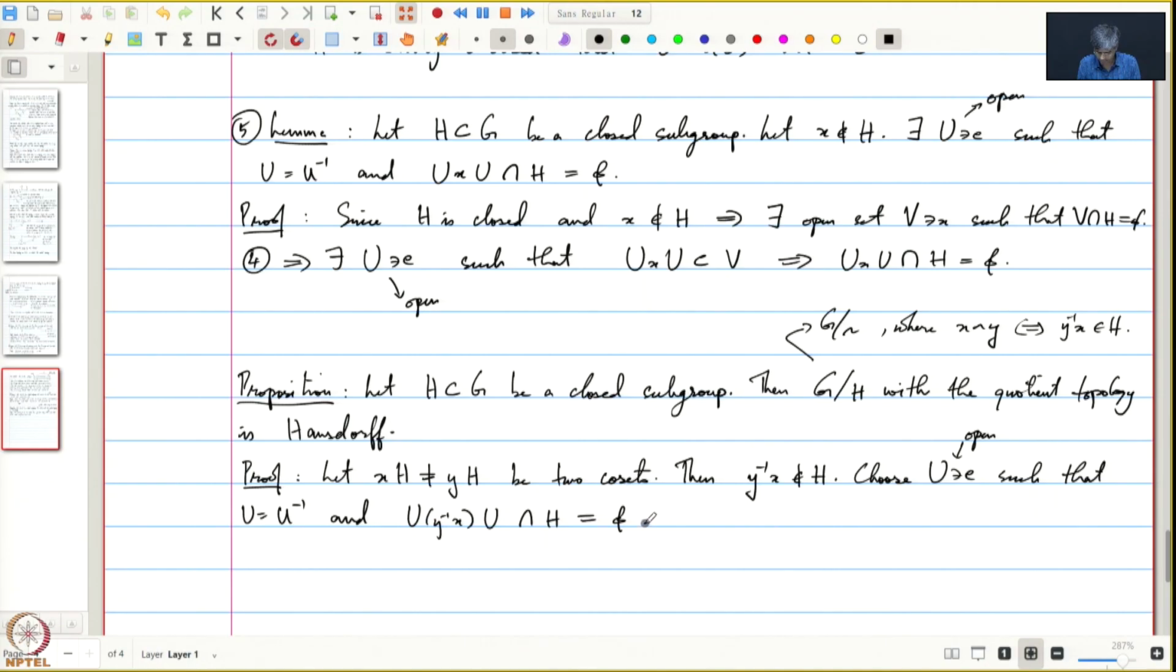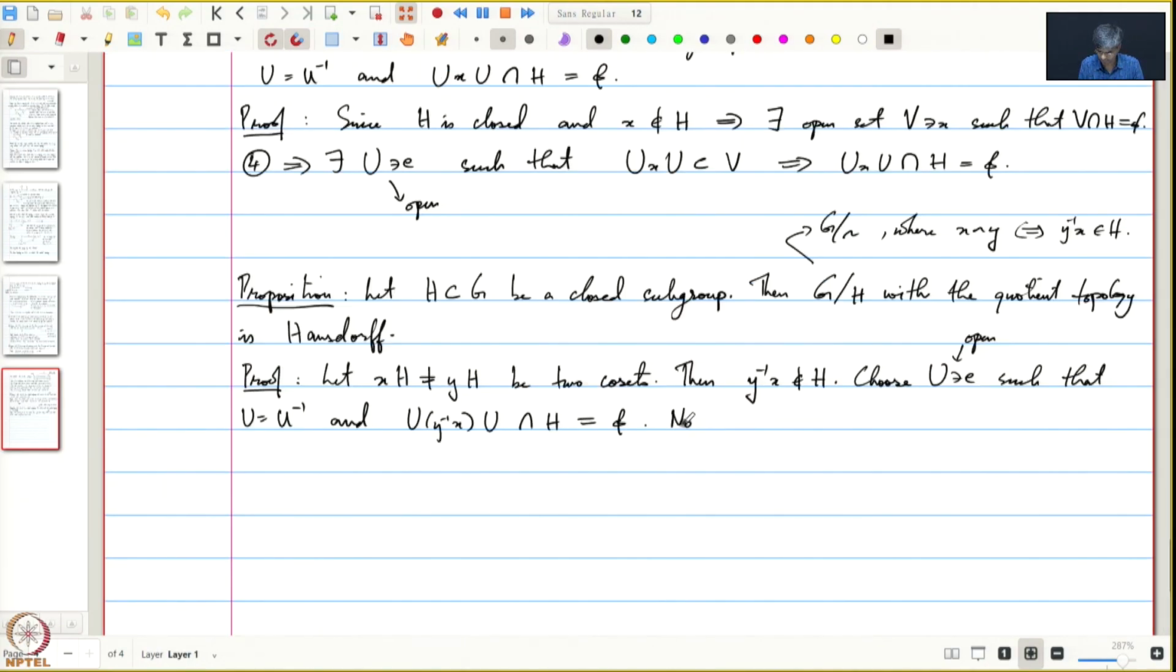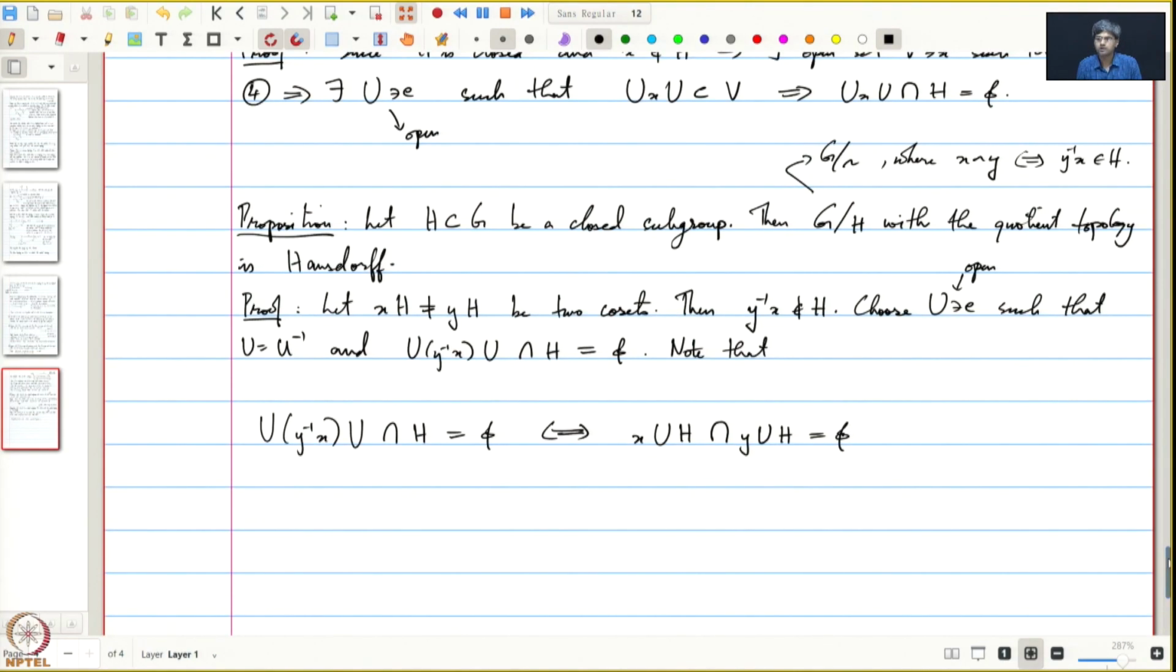So note that U y inverse x U intersected H is empty if and only if x U H intersected y U H is empty. Okay. So there is an easy set theoretic check. So let's assume this is empty and prove that this intersection is empty.